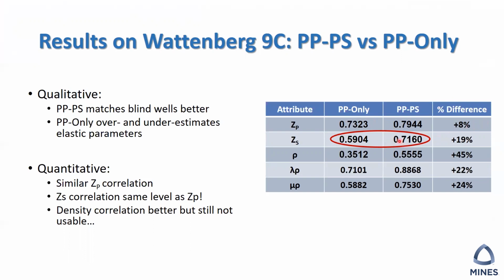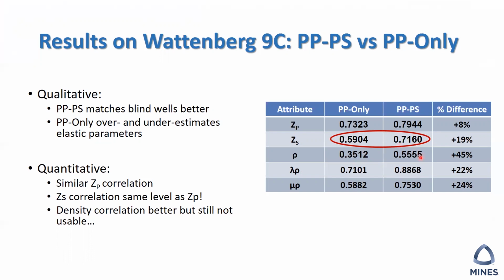But look at the S impedance. Before, the S impedance was about 0.6, and now it's going to about 0.7. So you can see about a 20% improvement in S impedance. And as we said earlier, for density, it's very hard to get density from P data, and you can see it's a very bad correlation of 0.3.